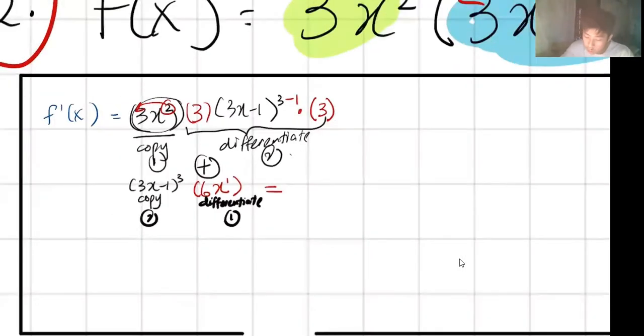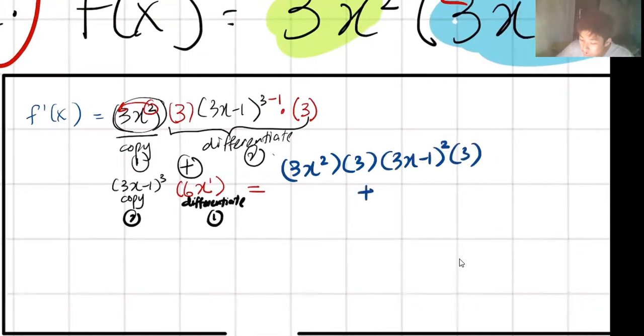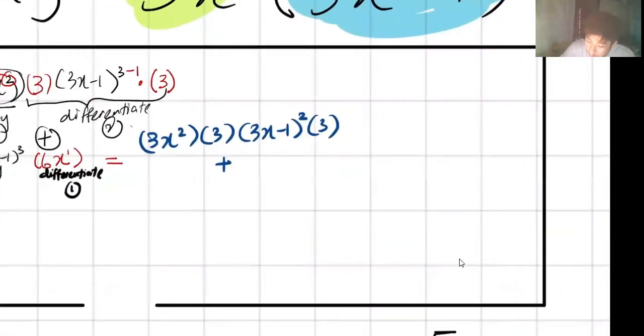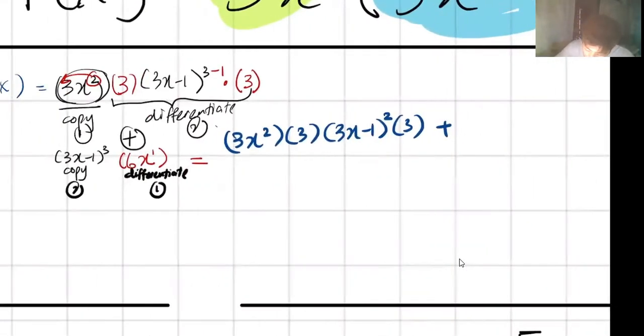Okay, so let me roughly simplify everything. So you notice the top one is actually, I just write down everything nicely. 3x squared. I just copy everything first. Then you have a 3. Then you have 3x minus 1 power of 2 times 3. Why 2? Because 3 minus 1 gives me 2. Then I plus, I copy this one bottom now. So it's 3x minus 1 power of 3 times 6x.